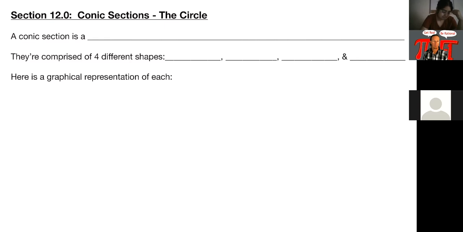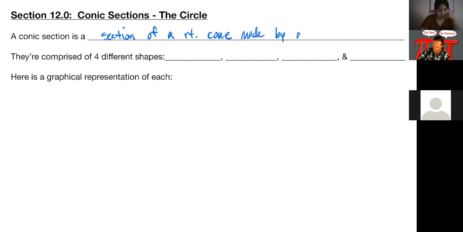Okay. So we're going to start with what a conic section is, talk about the four different shapes, and then I'll give you guys a graphical representation of how they came to be. All right. So what is a conic section? Well, pretty much laid out in the name. It is a section of a right cone. And what I mean by a right cone is standing straight up and down, perpendicular to the ground.